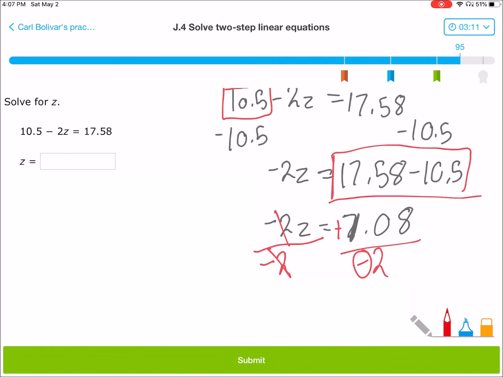Right, that is a negative. So then we have z is equal to negative 3.54, I think. This one might be wrong. 7.08 divided by 2, 3.54.